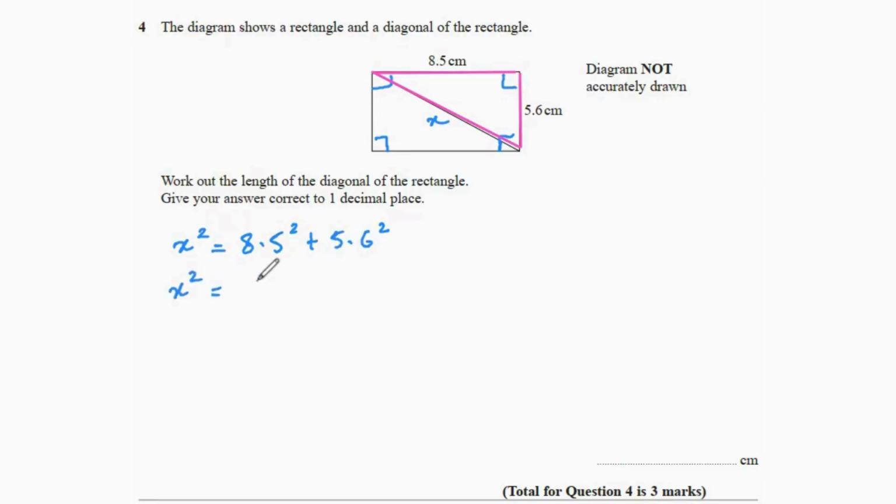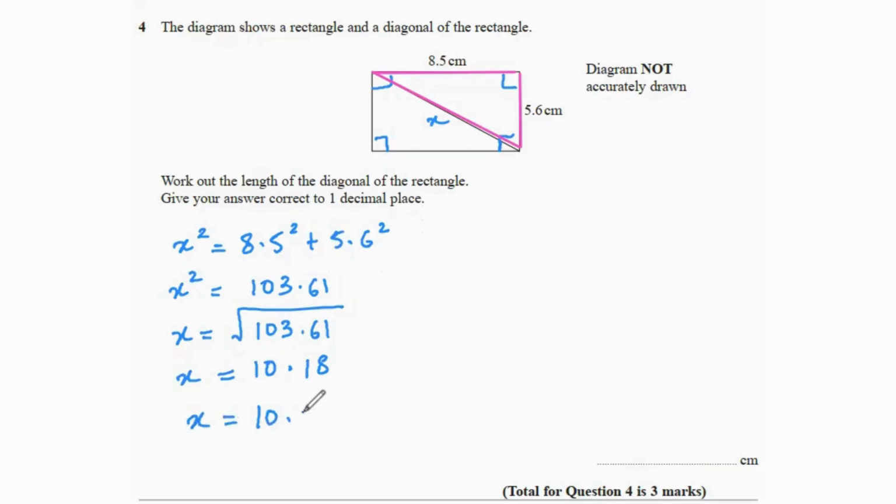That's going to equal 103.61. So x is going to be the square root of 103.61. That's going to give us 10.18. We have to round this correct to first decimal place. So that's going to be 10.2 centimeters. That is your answer.